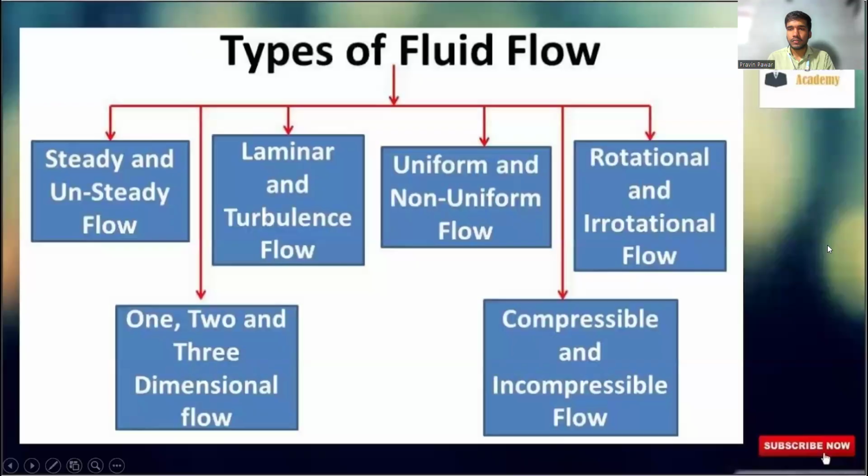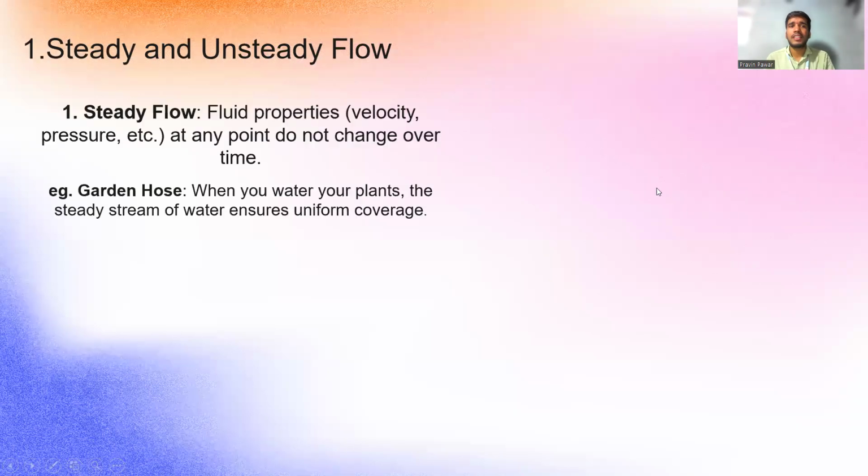So, types of flow. In fluid mechanics, flow is characterized into six types. Let's see the list one by one. The first one is steady and unsteady flow. What does steady flow mean? Steady flow means the fluid properties, in which pressure, velocity, and density, do not change over time. Example: a garden hose watering system, where the plants get a steady stream of water that ensures uniform coverage.